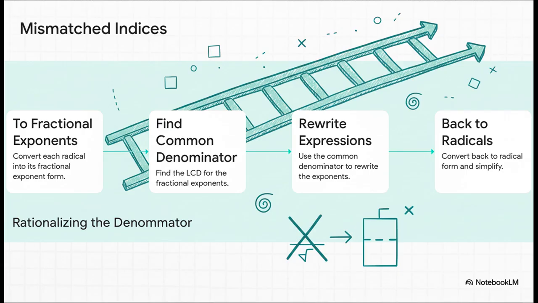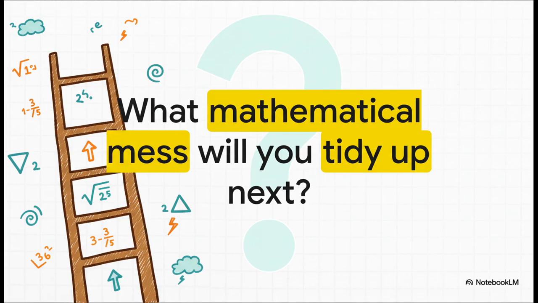Finally, step 4, we convert them back to radical form. Now we have the 6th root of 6 cubed over the 6th root of 2 squared. Look at that. They have the same index now, and we can simplify just like we did way back on the very first rung.